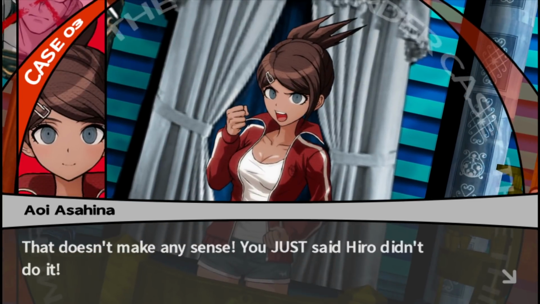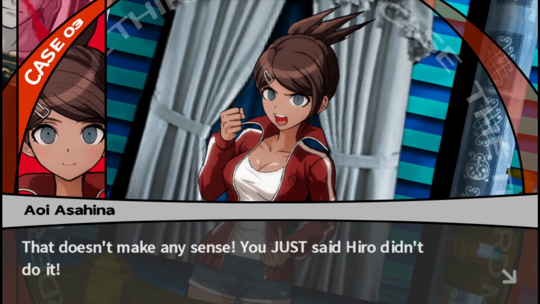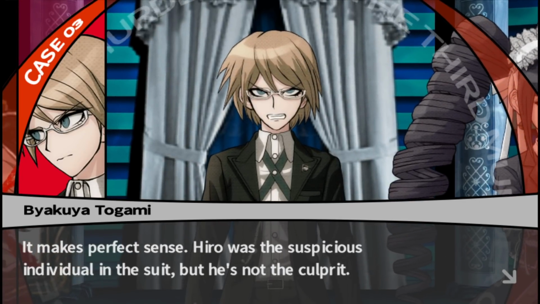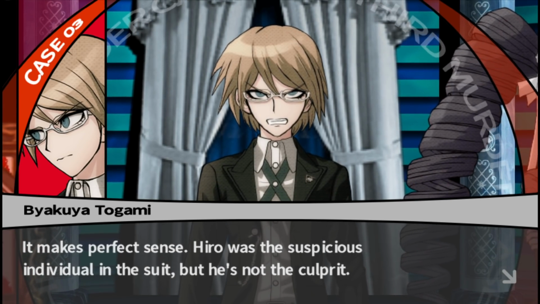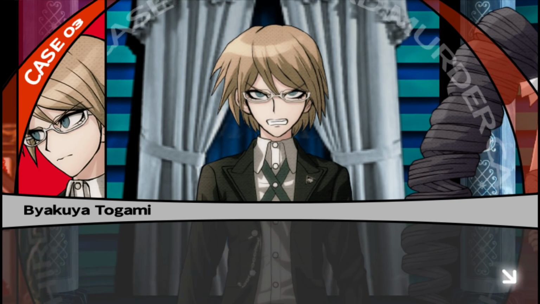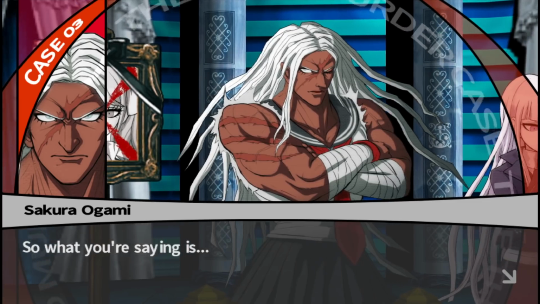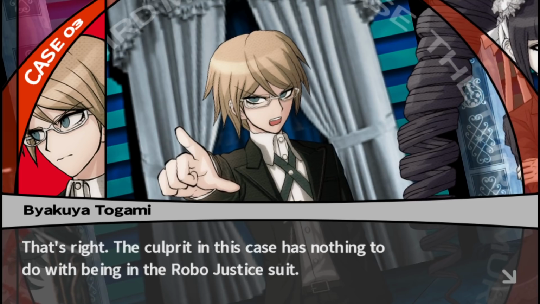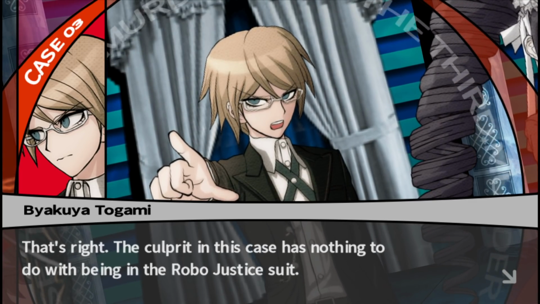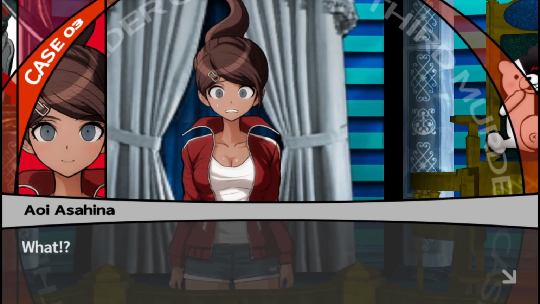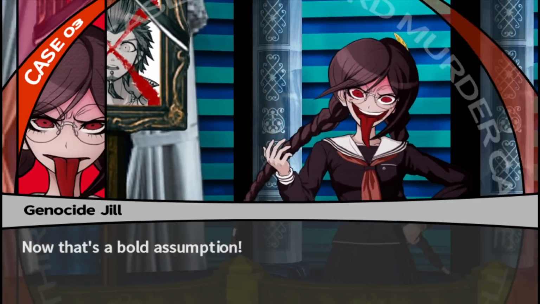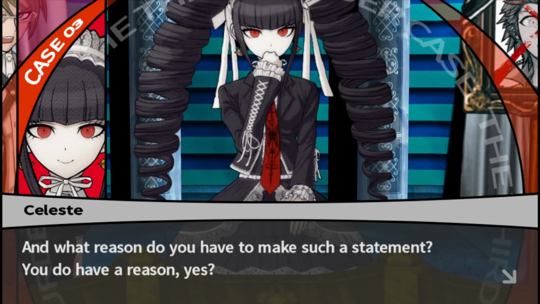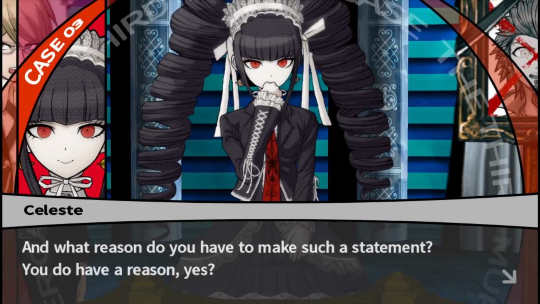No. That doesn't make any sense. You just said Hiro didn't do it. It makes perfect sense. Hiro was the suspicious individual in the suit, but he's not the culprit. So what you're saying is... That's right. The culprit in this case has nothing to do with being in the Robo-Justice suit. I hate when you're right. Yeah, I have to agree with you after what you did last case. Now that's a bold assumption. And what reason do you have to make such a statement? You do have a reason, yes?